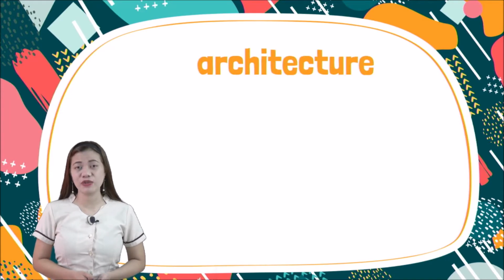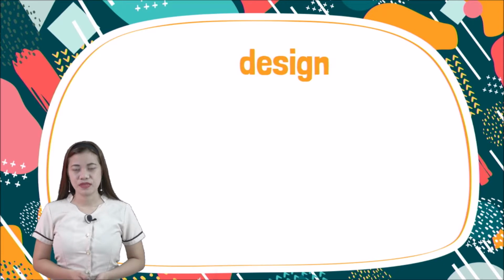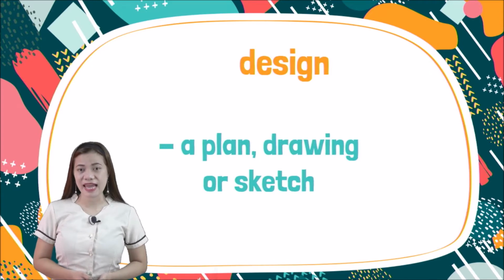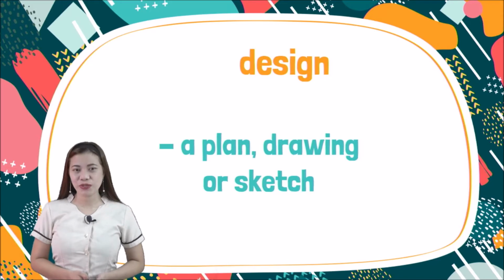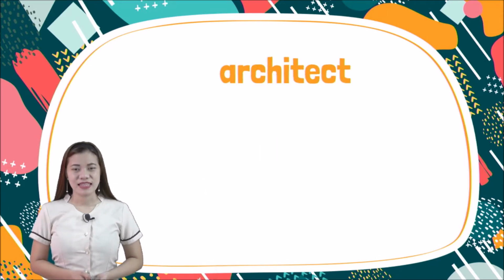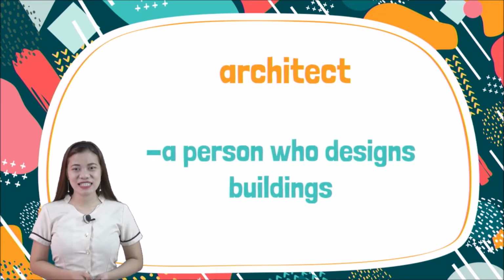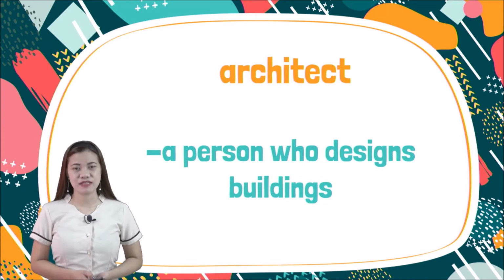The first keyword that we have is architecture. When we say architecture, kids, it is the art of designing buildings. Next keyword, we have design. When we say design, it is a plan, drawing, or sketch. Next, we have architect. When we say architect, kids, it is a person who designs buildings.